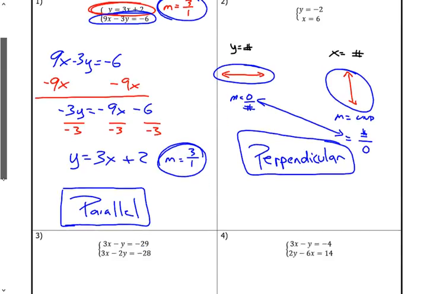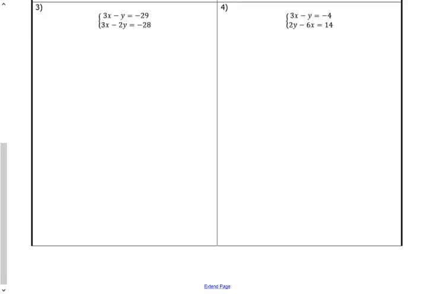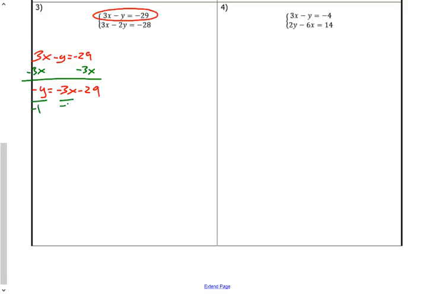Okay. Let's take a look down here at the bottom. In number 3, again, neither of them are solved for y. So solve it for y. I'm going to take that first equation, and I do like to write them out. All right, let's subtract 3x. Okay. And in this case, we're just going to divide by -1. And my slope here is 3.